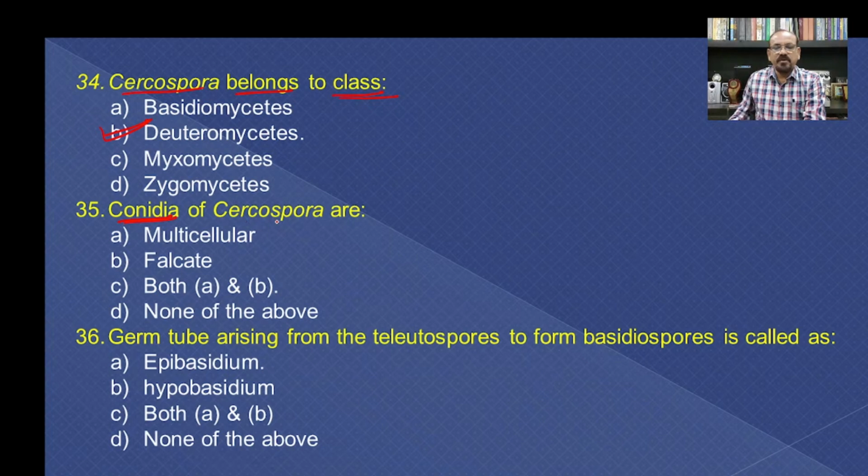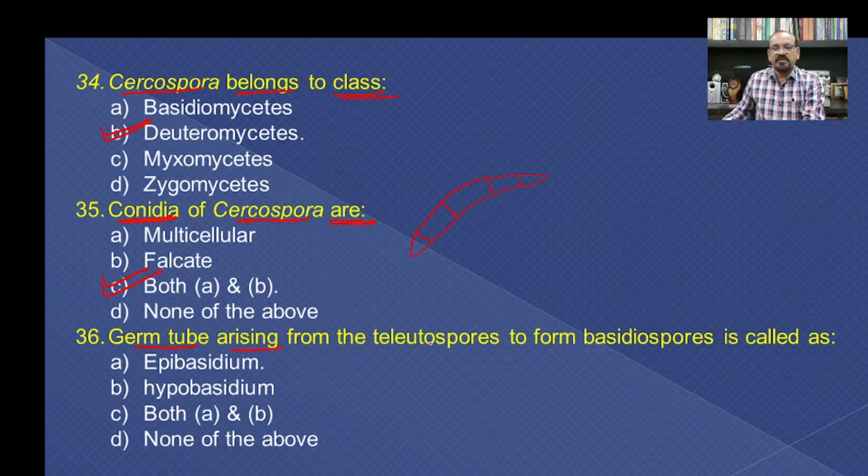Then, conidia of Cercospora are. If you see the Cercospora conidia, as we have seen earlier, they are falcate and multicellular, and hence C will be the correct answer for this question.